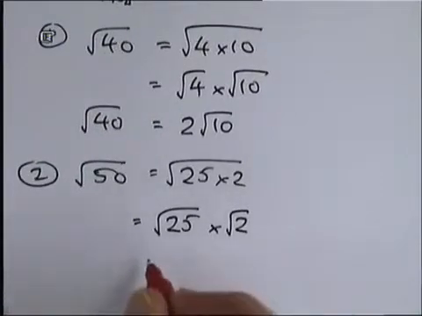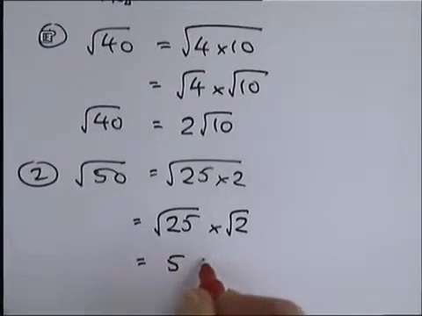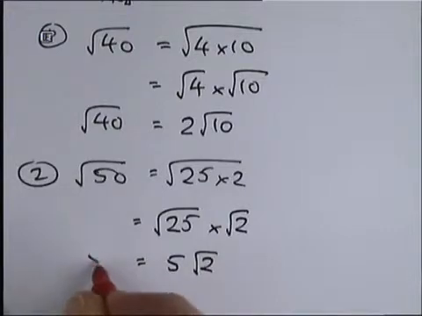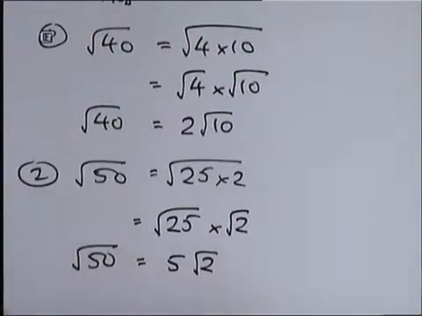The square root of 25 is 5. I'll leave the root 2 there. So root 50 is the same as 5 root 2. I've simplified that surd because the number in the square root sign is smaller than it was at the beginning of the question.